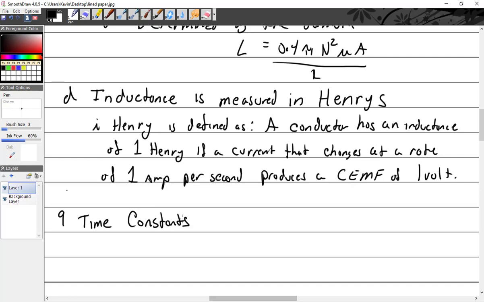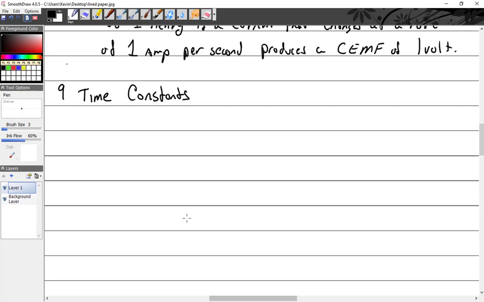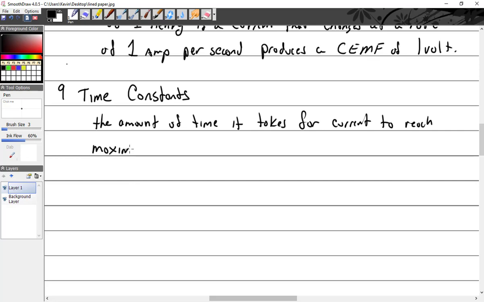So how long does it take to happen? Why couldn't you ask me something like this? Well, how long does it take to build up? And I said, oh, stand by, I'll tell you. So the amount of time it takes for current to reach maximum is based on time constants.